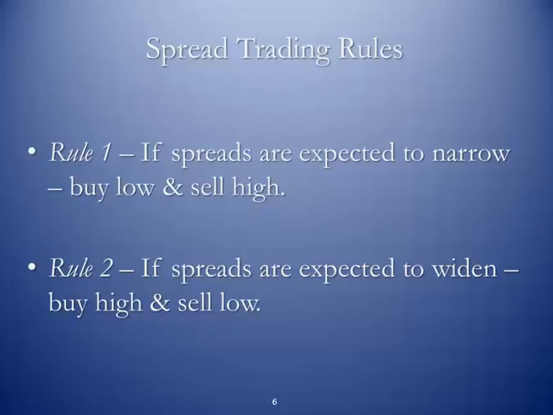Here are some simple rules. This is for trading spreads for speculative purposes. Rule 1 is, if you think the spreads are going to narrow, you buy low and you sell high currently. So you buy the lower price and you sell the higher price to set a spread. And then when the prices do in fact narrow based on your expectations, you'll be able to go ahead and liquidate that spread at some profit. Otherwise, if the spreads are expected to widen, if you expect the price difference to get greater, you will buy the high contract now and sell the lower of the two.